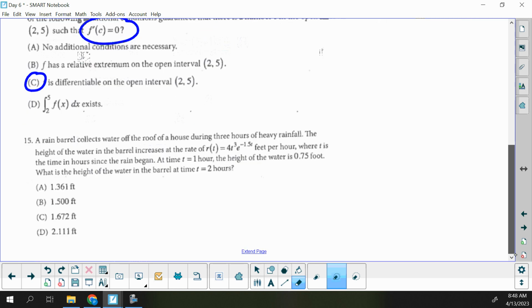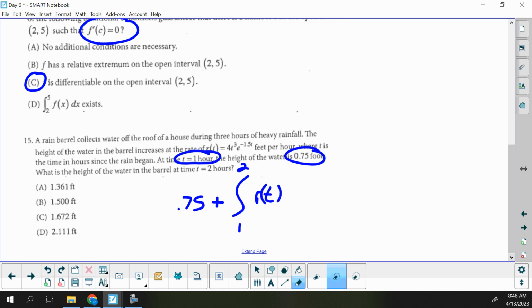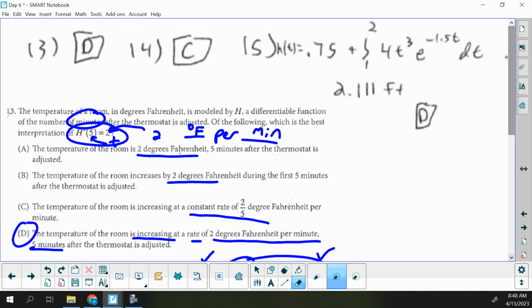And 15 is just a calculator one. The thing we know is at 1 hour we're at 0.75 feet, so this is an accumulation function. So we are already at 75, plus what are we adding on the interval from 1 to 2? And put your function in there. So this would just go in for R of t, put it in the calculator, see what you get, and it looks like it ended up giving us choice D, the 2.111 feet.